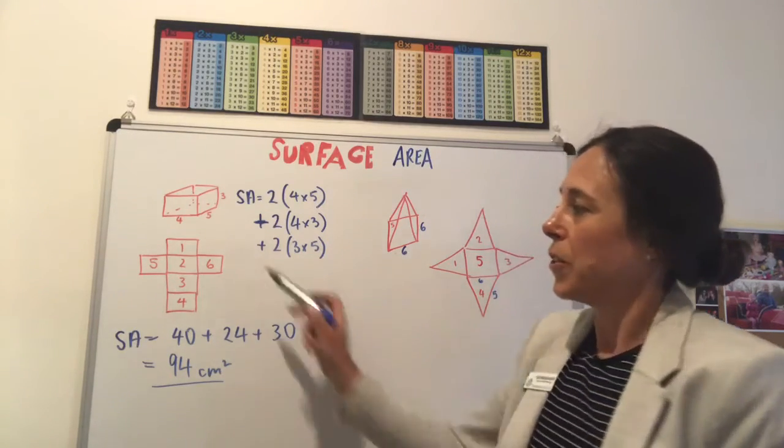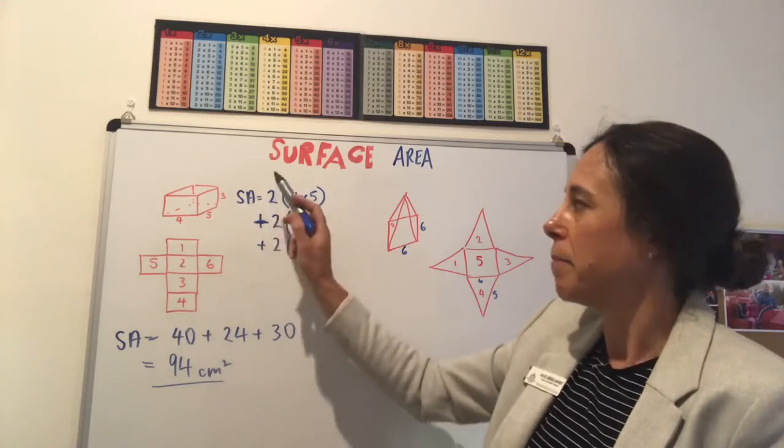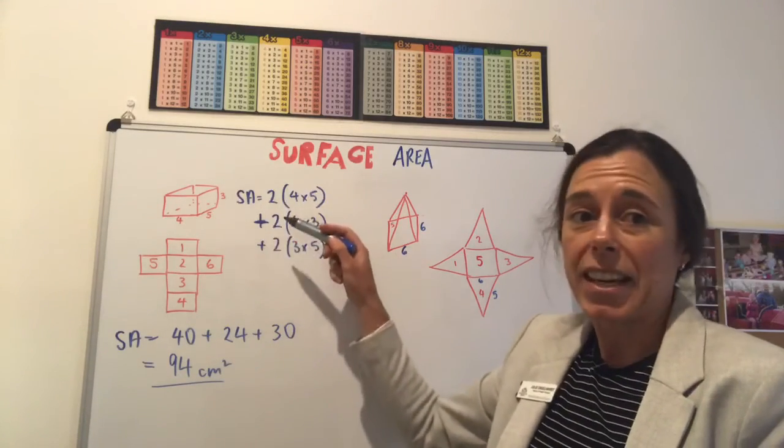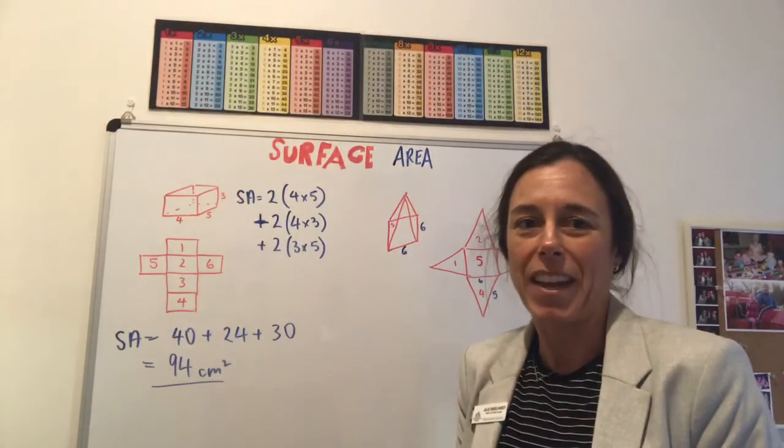Okay, so find the net, make sure you've got all of the sides accounted for, and then you're going to find the area, add them together.